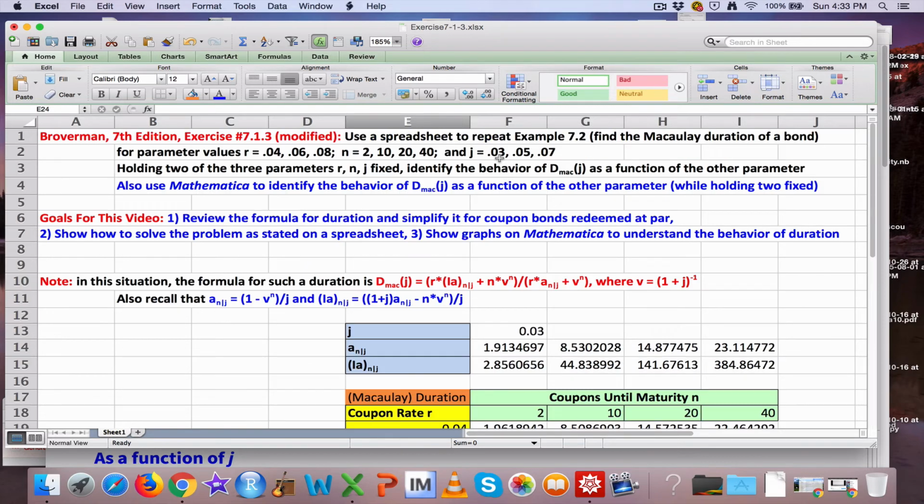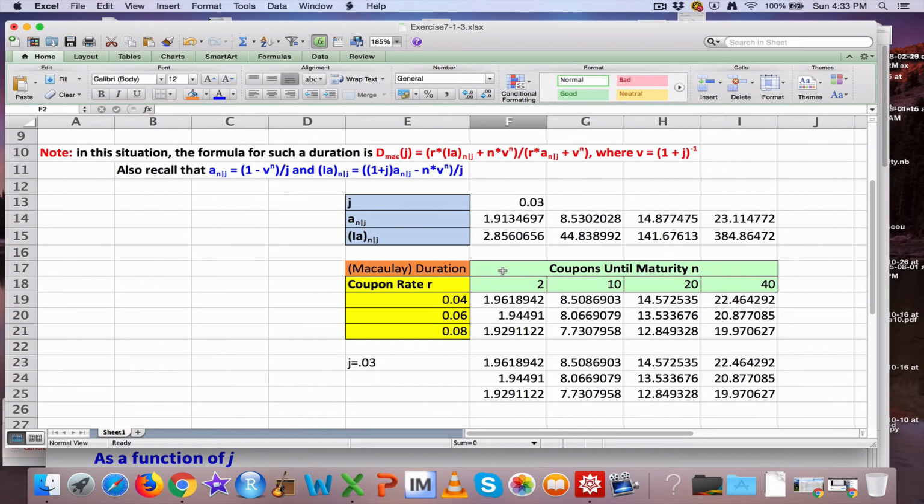Let's now increase j, as is asked for, to 0.05. What should happen? I mentioned this in the last video. As the yield increases, you're used to the price decreasing, but as the yield increases, the duration goes down as well. Those payments that are further in the future are more greatly affected because v to the n has a greater effect when j is larger, for large n's. So we should expect the duration to go down as j increases. Let's see if that happens. Here I'm going to increase it to 0.05 and everything should get updated correctly.